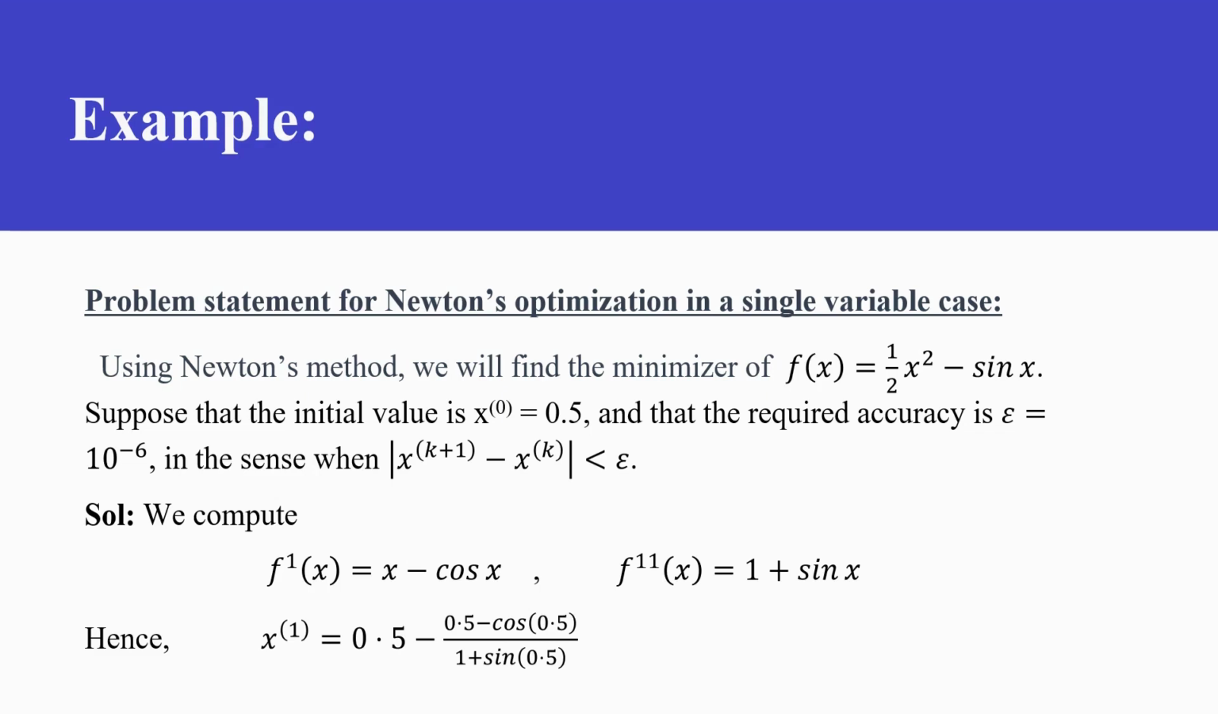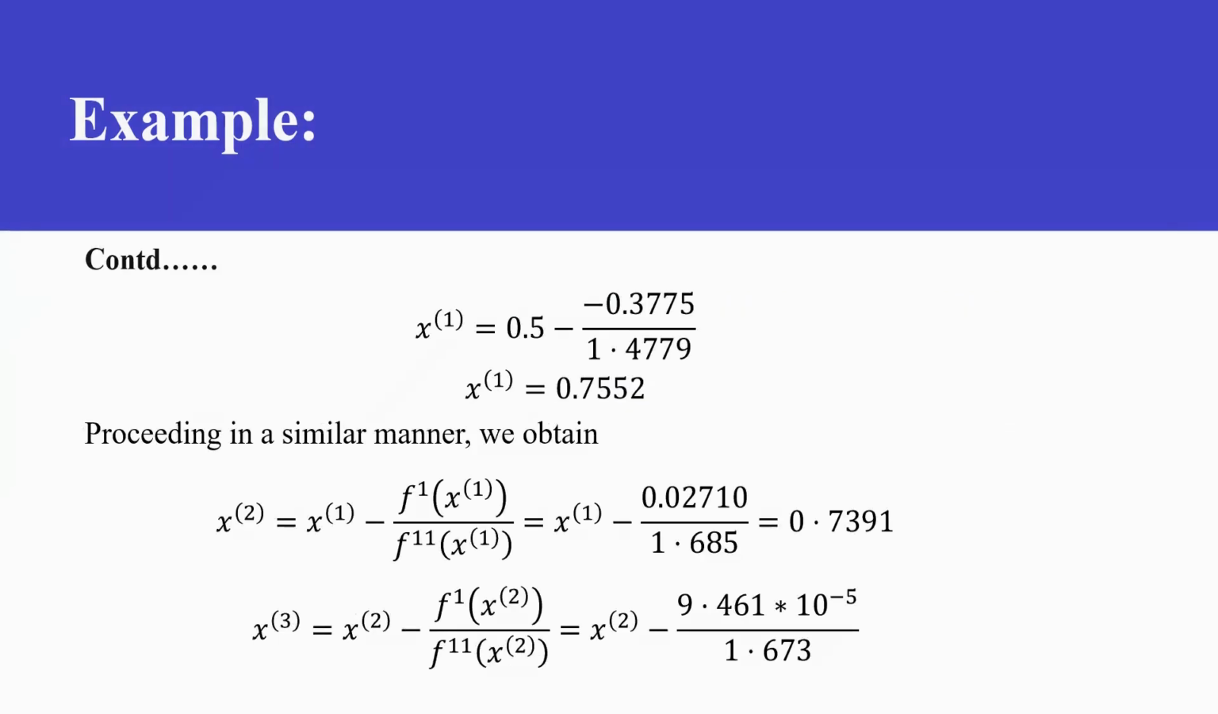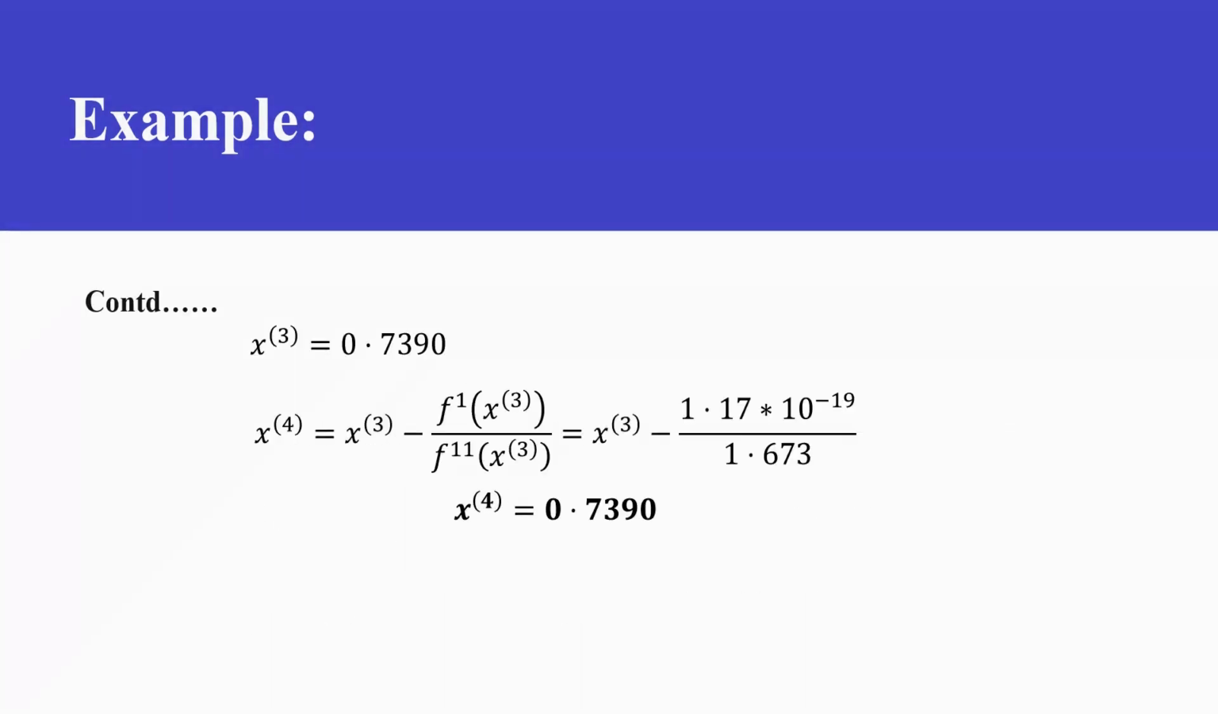And then we will iterate that function up to x4, which equals 0.7390. Here we will see that x4 and x3 have the same values, so the tolerance here is less than 10^-6, so we will stop here.